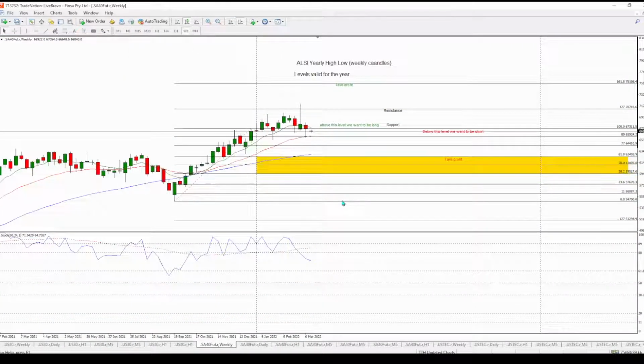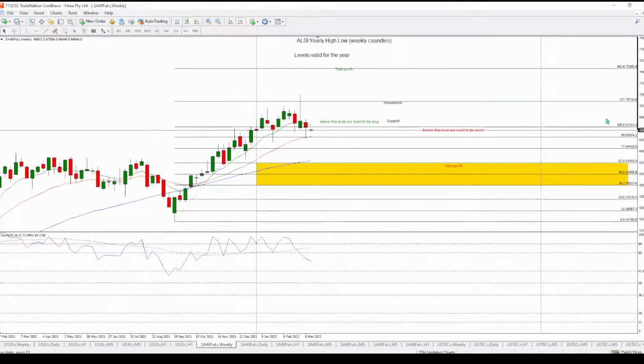Quick look at the ALSI. Currently trading right in between that 100 and 89. Level of resistance is the 100, support is the 89. Above this 100 level, we aim for the 127. That has been fulfilled. You can see when we started, we pushed above that level, reached the 100.